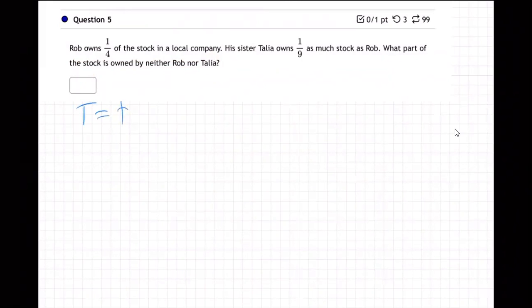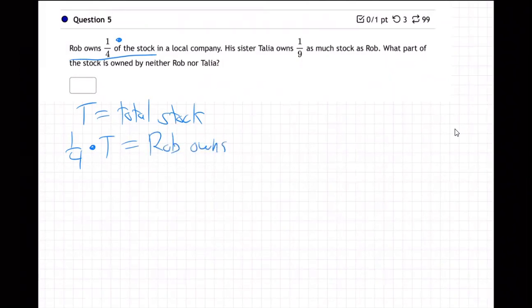T be the total stock. T for total. You could use X, but it's kind of easier to use meaningful letters. T is the total stock. So then I need to write a formula for how much Rob owns. Rob owns 1/4 of the stock. So 1/4 times T, right? Because of is times. That is what Rob owns. So there's Rob's portion of the stock.